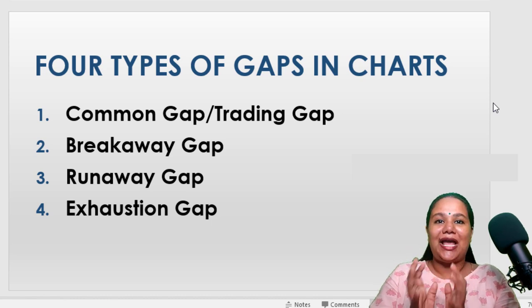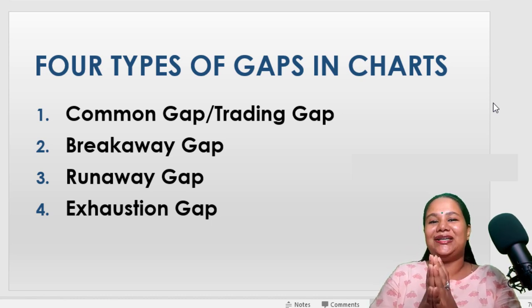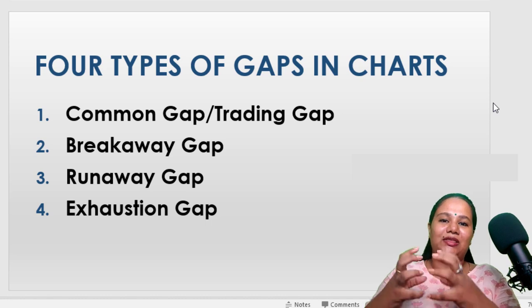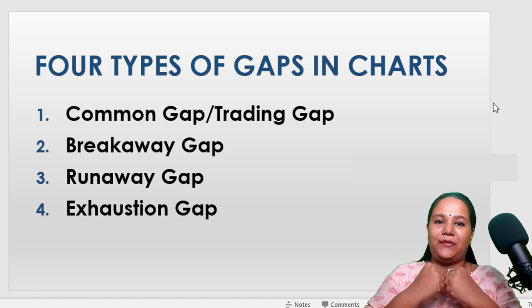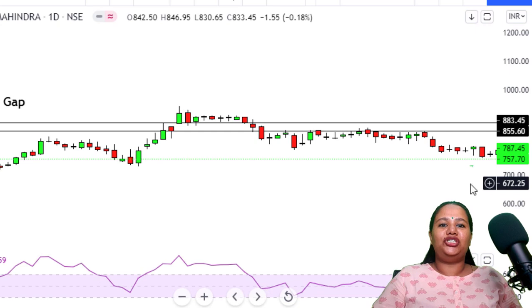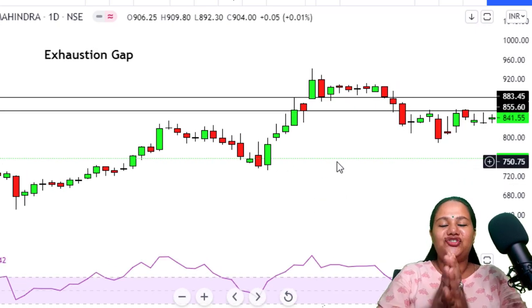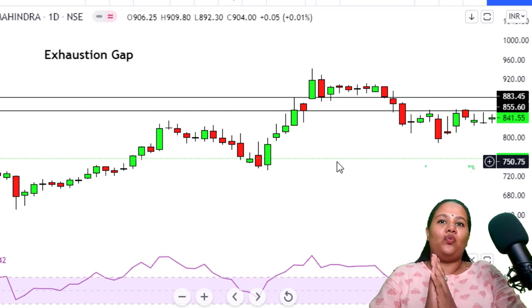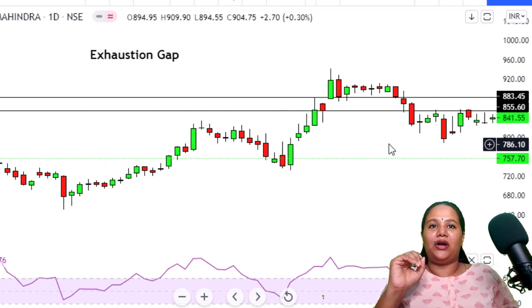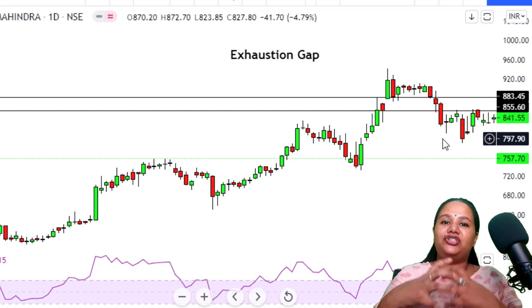When an exhaustion gap occurs, you can be sure that the trend is actually over, and in fact the price is going to reverse and start coming down. So an exhaustion gap is one that occurs at the end of a trend. It's a trend reversal sign. In order for an exhaustion gap to occur, there should have been a very strong trend before that.